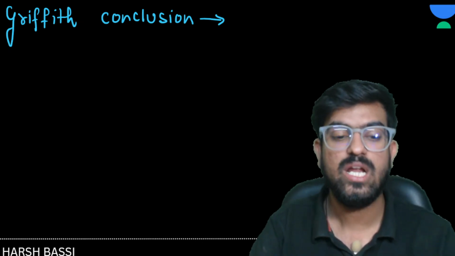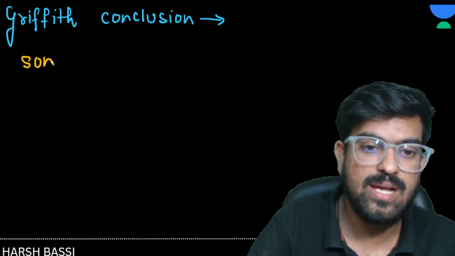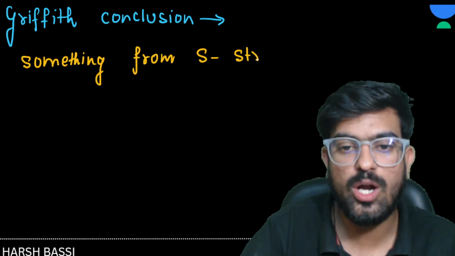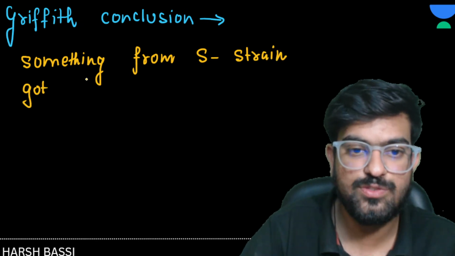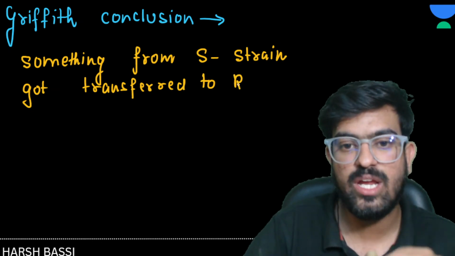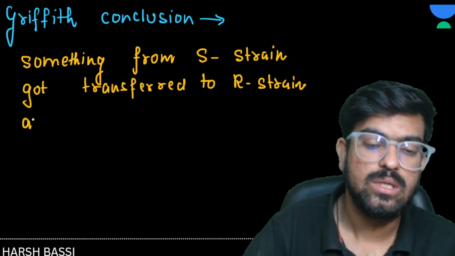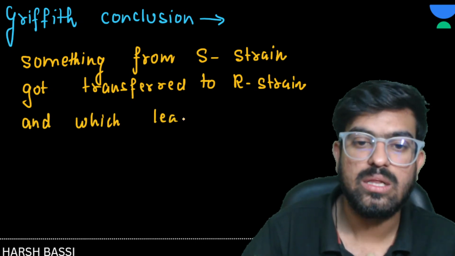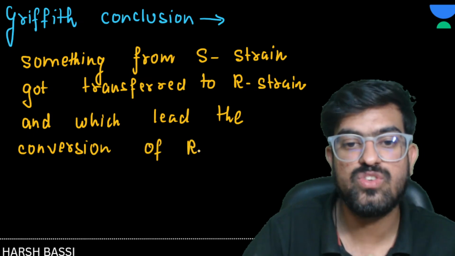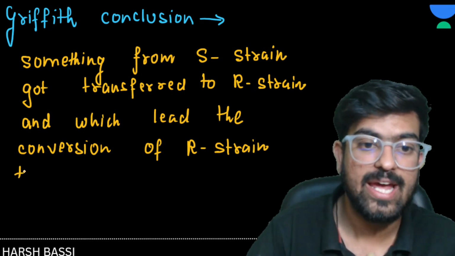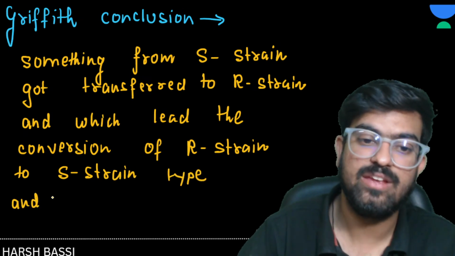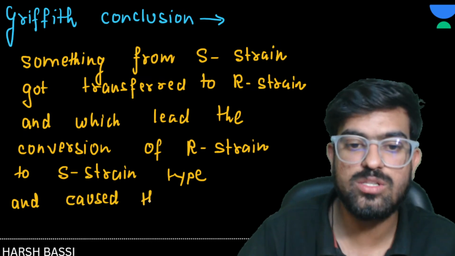So Griffith said that something from the S strain got transferred to the R strain, which led to the conversion of the R strain to the S strain type, and finally the mice died. It caused the death of the mice.